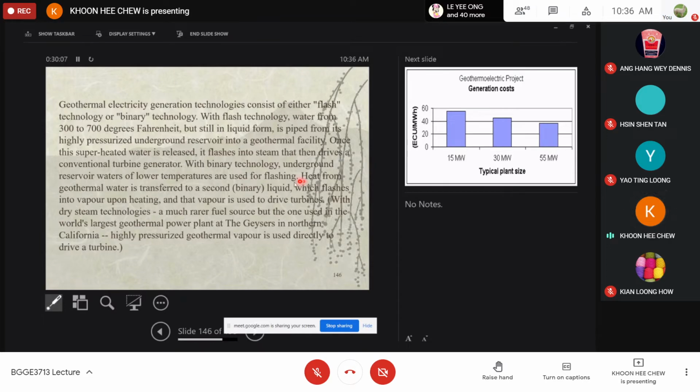With binary technology, underground reservoir water of lower temperature is used. Heat from the geothermal water is transferred to a second, or binary, liquid, which flashes into vapor upon heating, and the vapor is used to drive the turbine.